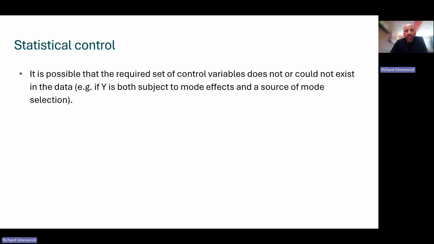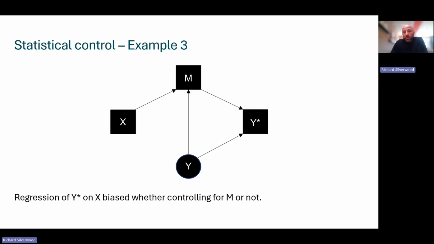And as George has already said, it may be possible that the required set of control variables doesn't or couldn't exist at all. So for example, if Y is both subject to mode effects and a source of mode selection. So example 3 is the same as the DAG for example 1, but we've now additionally added an arc from the unmeasured or latent version of Y in a circle to M. So this is signifying that mode selection is now on the basis of the latent Y as well as X.